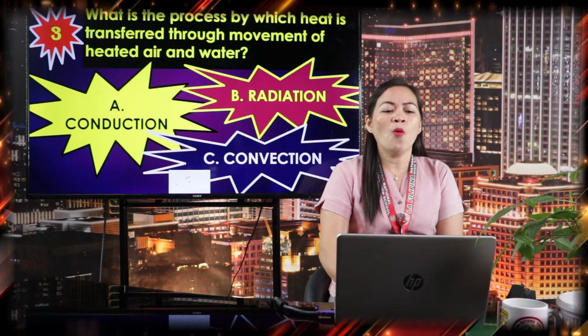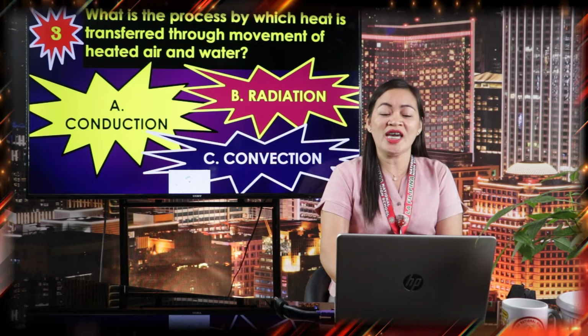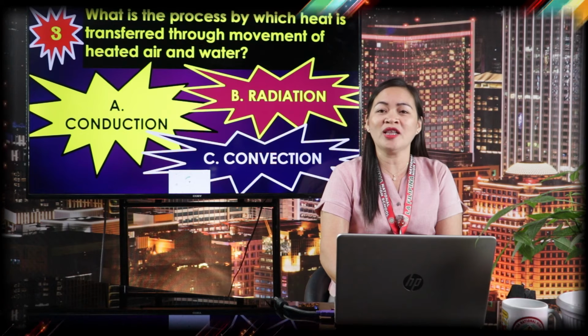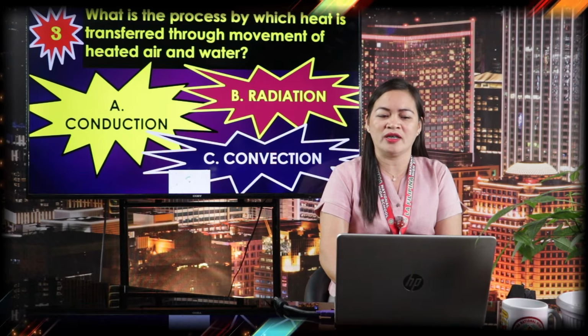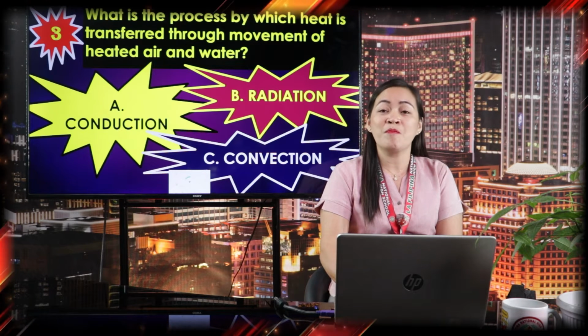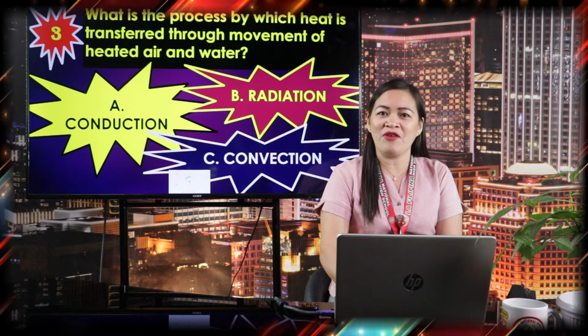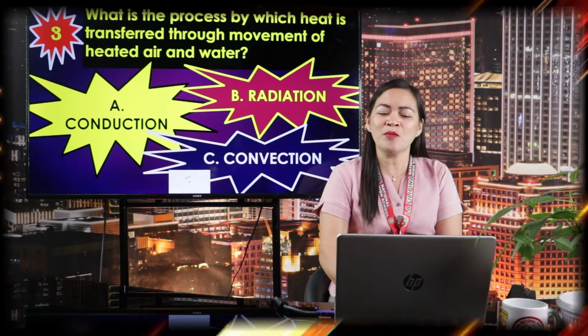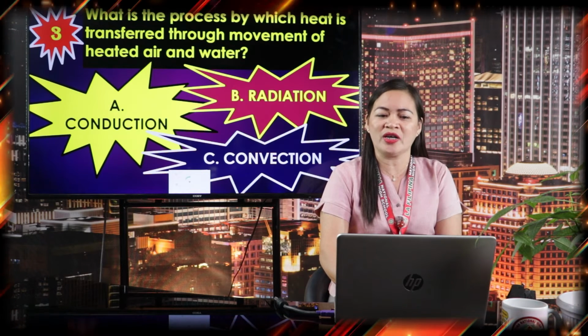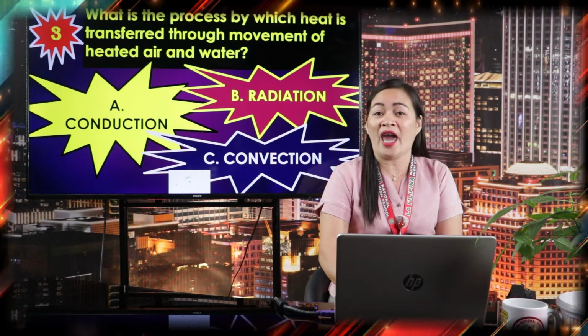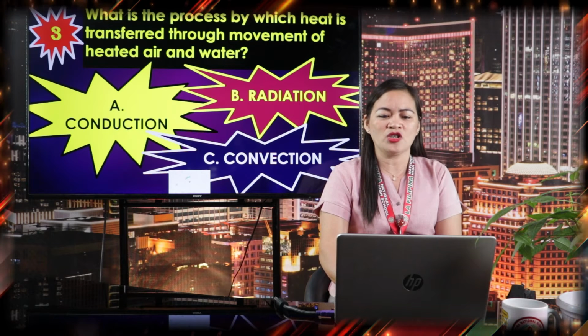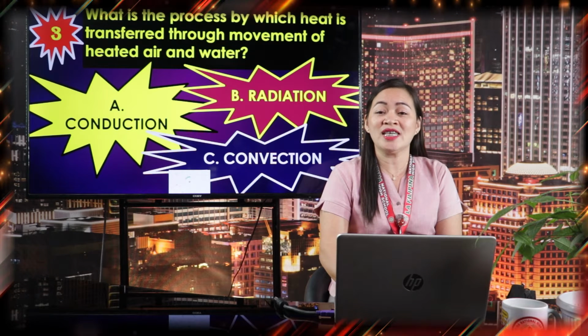Number 3. What is the process by which heat is transferred through movement of heated air and water? A. Conduction. B. Radiation. C. Convection. Again, what is the process by which heat is transferred through movement of heated air and water? A. Conduction. B. Radiation. C. Convection.